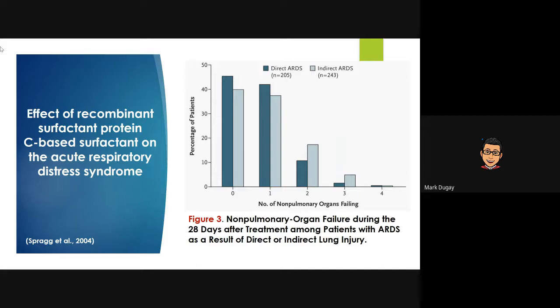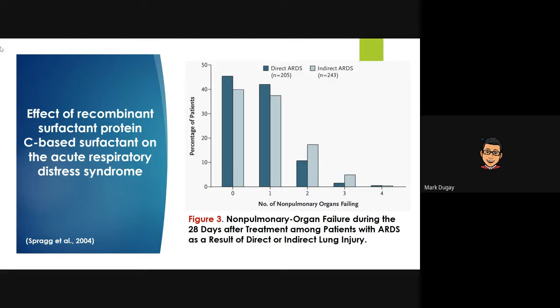Figure 3 shows the non-pulmonary organ failure during the 28 days after treatment among patients with ARDS as a result of direct or indirect lung injury. Direct ARDS was defined as ARDS due to pneumonia, aspiration, or both. The number of non-pulmonary organs that failed, with failure of an organ defined as a score of 3 or 4 on the sequential organ failure assessment, was significantly greater among patients with indirect ARDS than among those with direct ARDS.